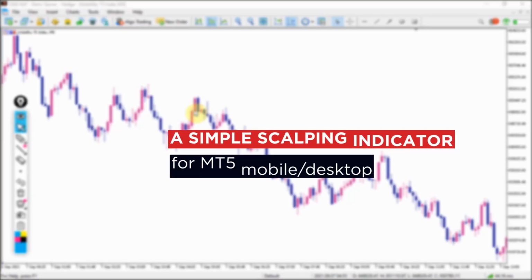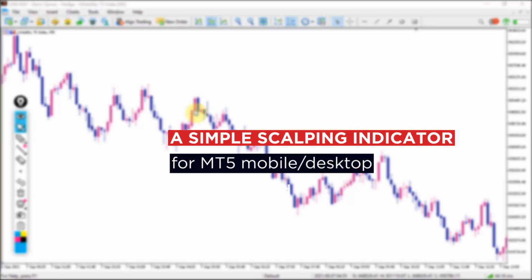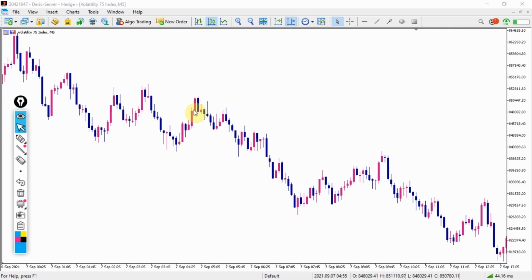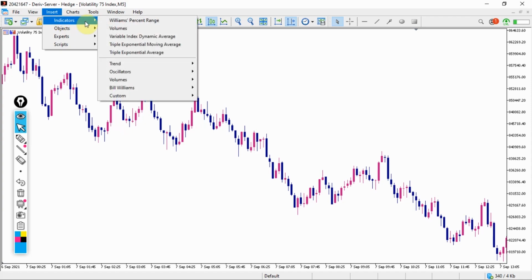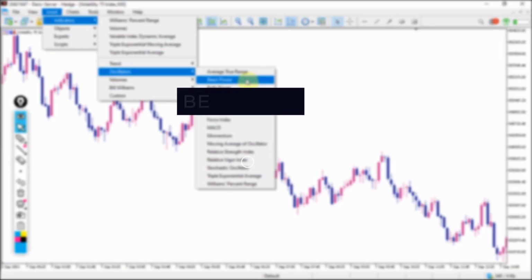Hi guys, I'm going to be sharing with you a simple scalping indicator that you can use to scalp synthetic indices or any kind of instrument that you are trading. This indicator is built in on MT5, so it is not a custom indicator. You'll find it on the indicator list on your MT5, whether you are using a mobile version or a desktop version. The indicator I'm talking about is the Bears Power indicator.